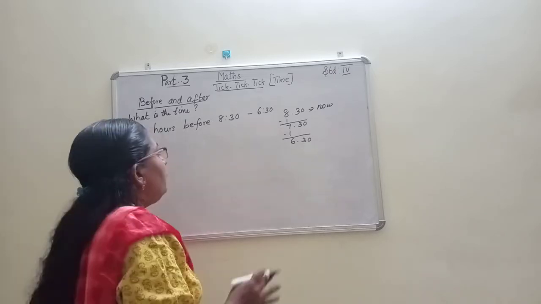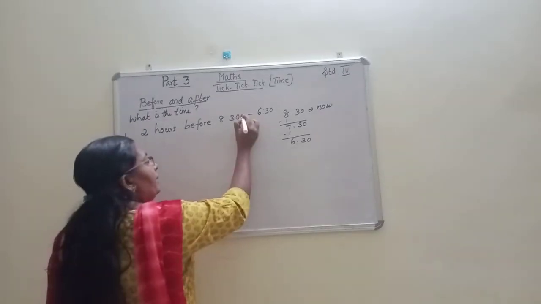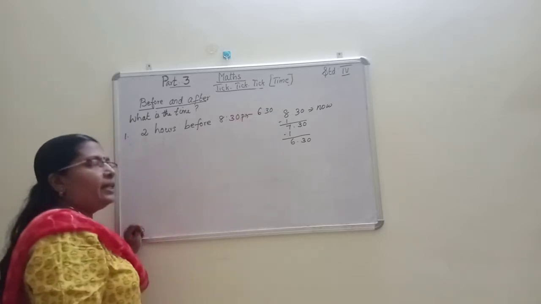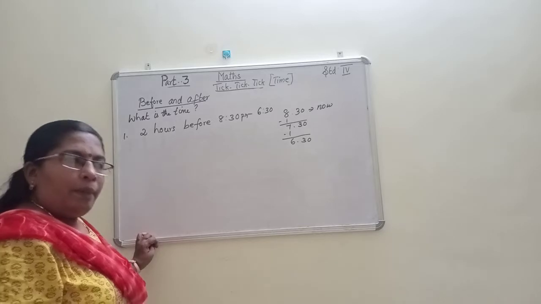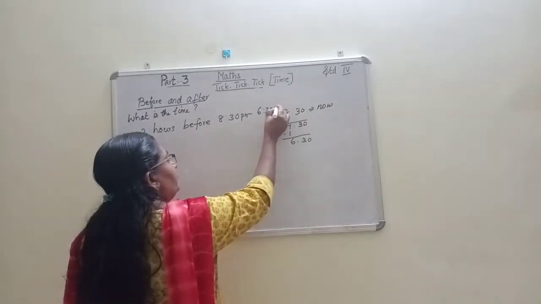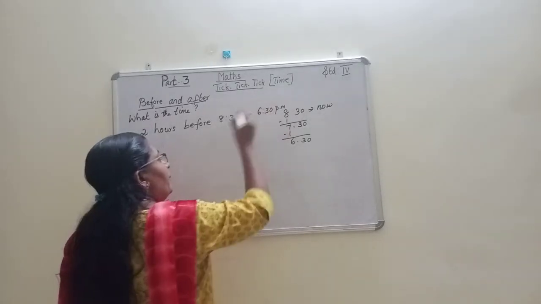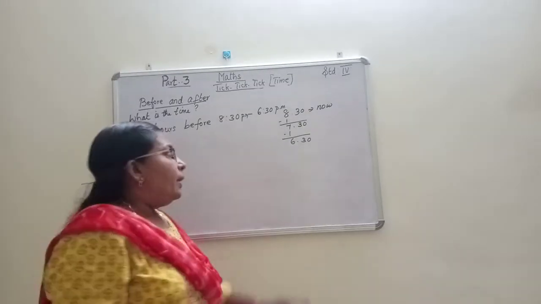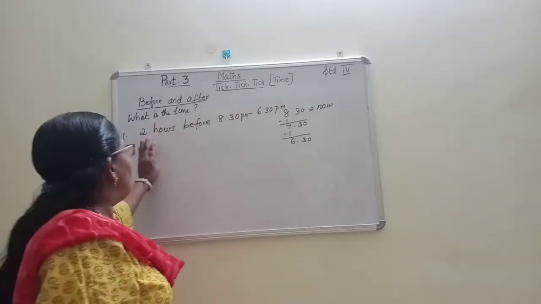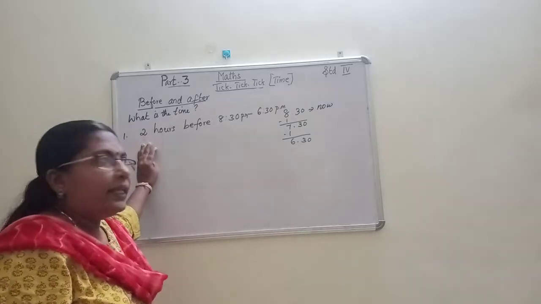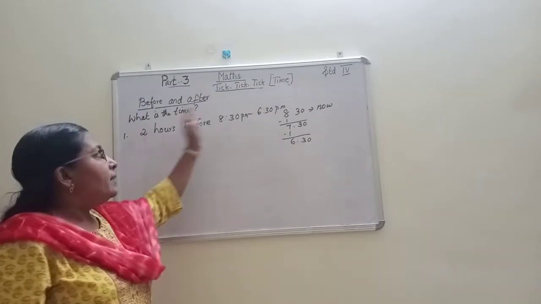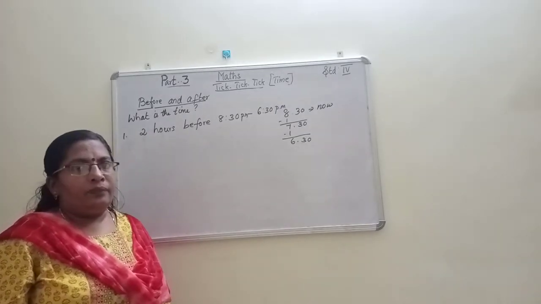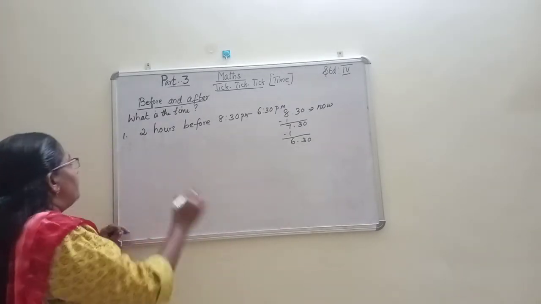If they mention 8:30 PM, what will we write here? PM. 6:30 PM. 8:30 PM, before 2 hours, what is the time? That is 6:30 PM. Okay, now see, next one.